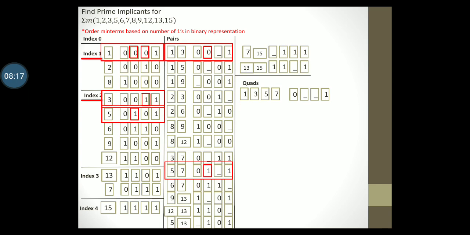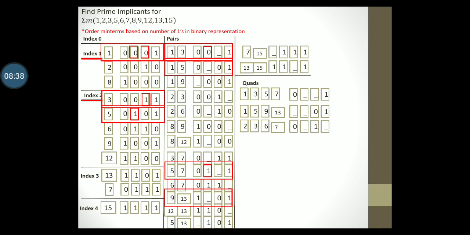Similarly, we can combine 1, 5 with 9, 13 and represent that as dash dash 0, 1. In the same way, we find other quads and we get 2, 3, 6, 7 and this is the representation, 8, 9, 12, 13 and this is the representation. We have now exhausted the pairs from the first group and the second group.